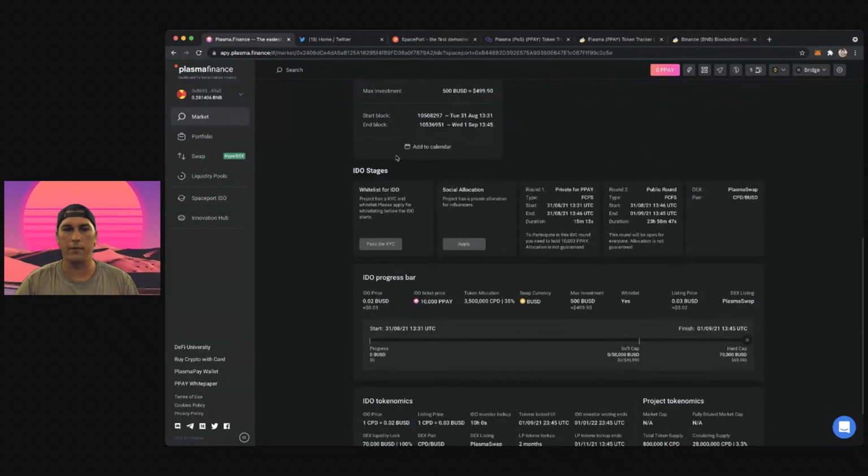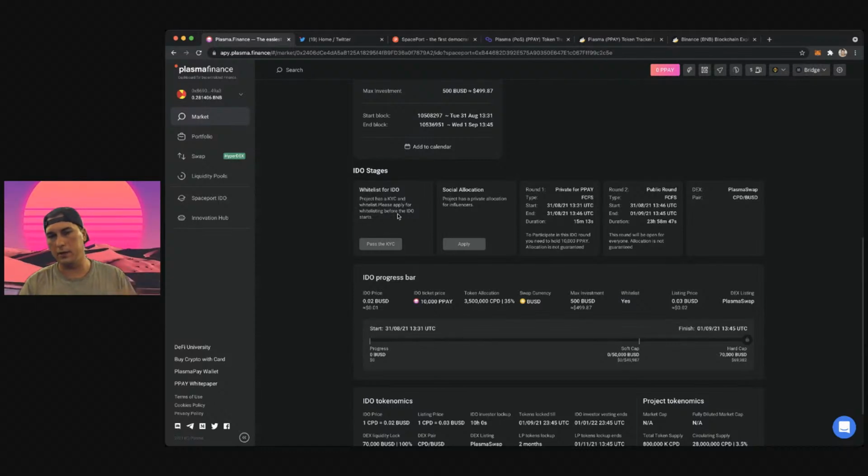On the next part of the IDO page, you will see the IDO stages. This shows you what stages this IDO will pass. The first of the stages is a whitelist. It's not necessary for a project on Spaceport to have this whitelist and KYC, but CoinsPaid is a pretty big company, one of the major companies that process crypto for e-commerce, so they need to have this KYC. To pass this KYC, you just click KYC, go to the external service, and on the 31st of August, in this small window, you will see that you are whitelisted, or you will still see the pass KYC button if you are not whitelisted.